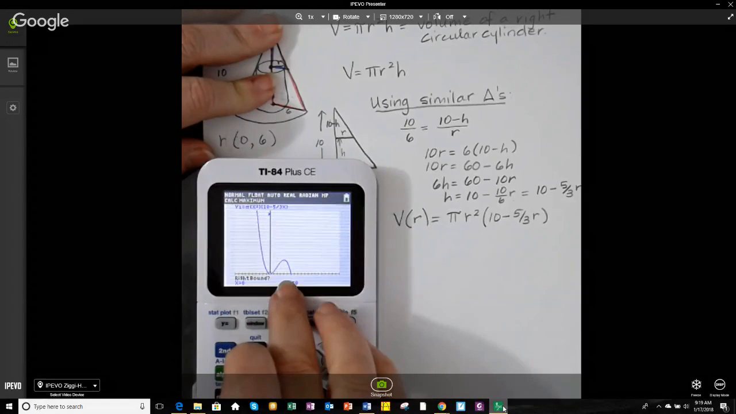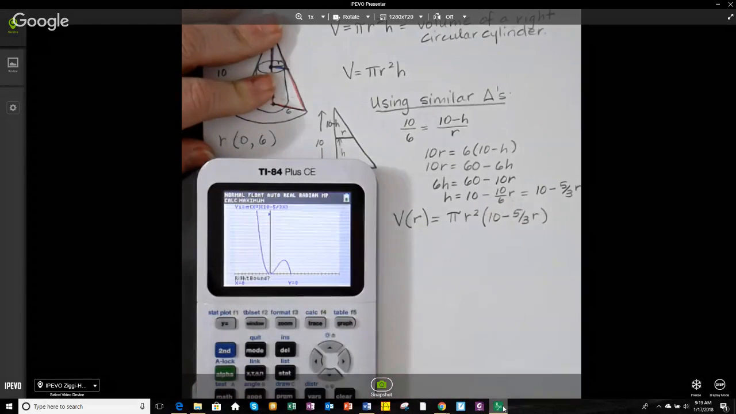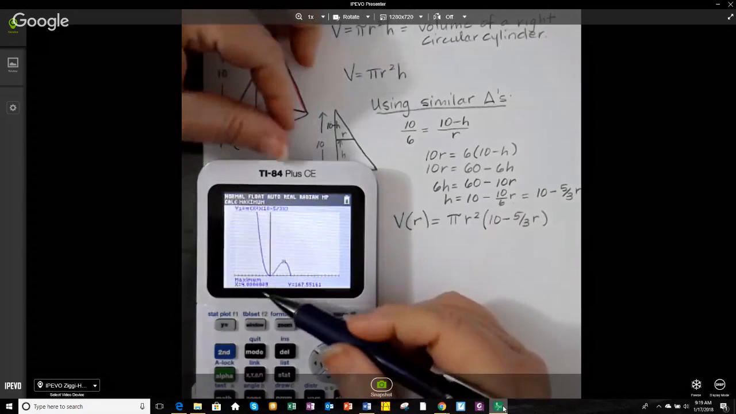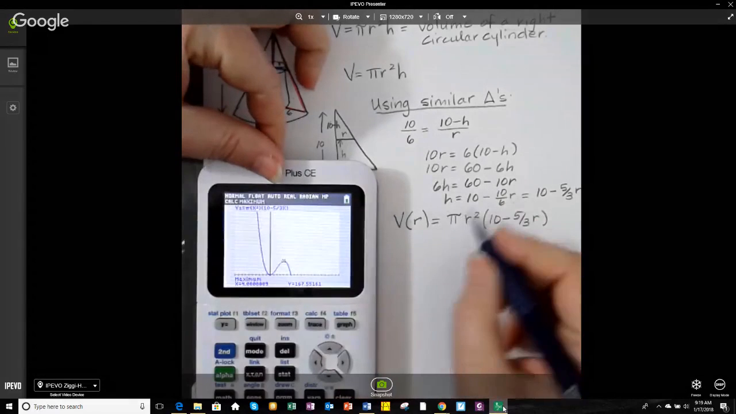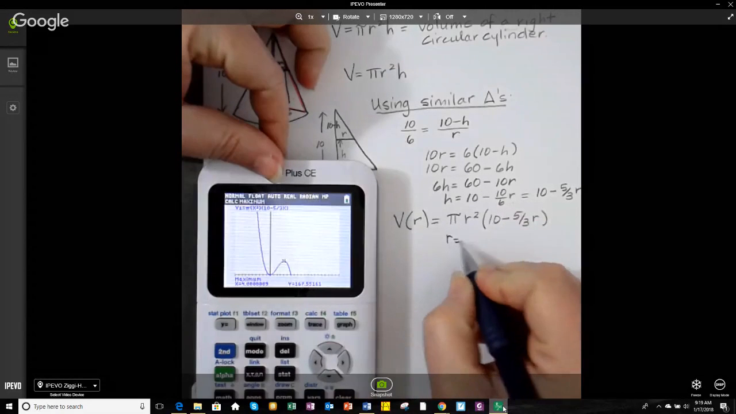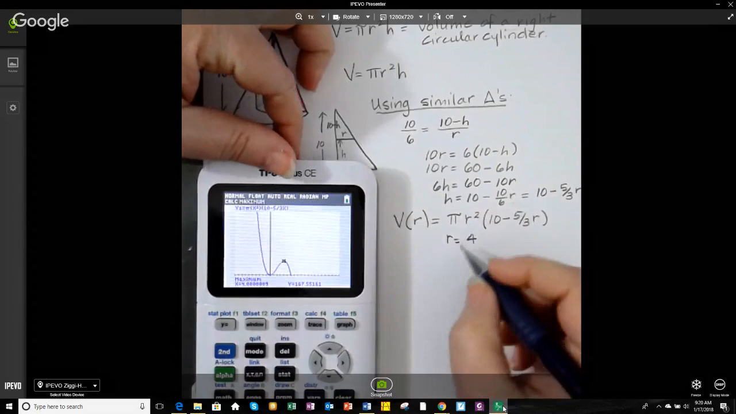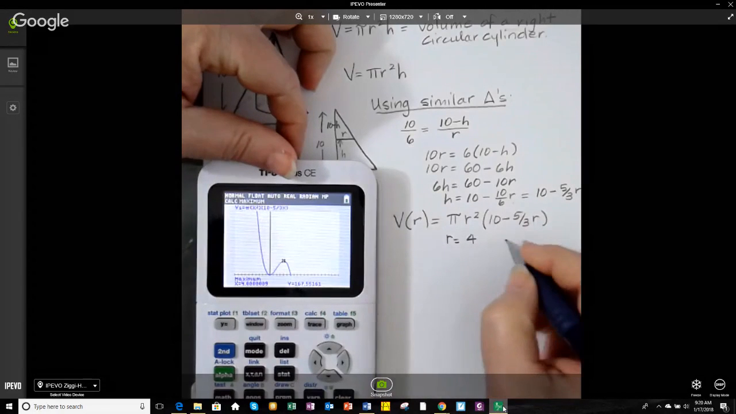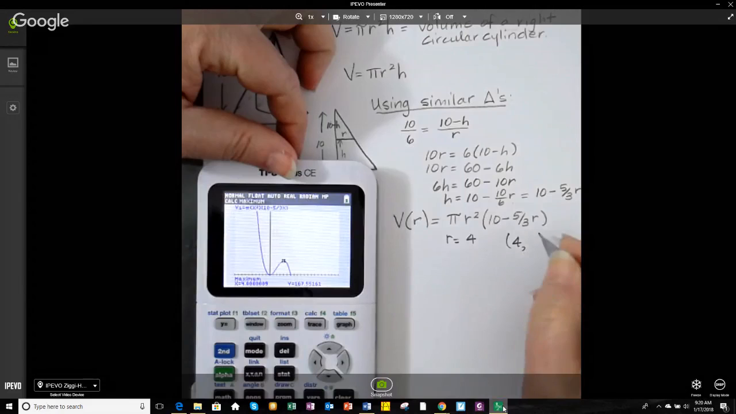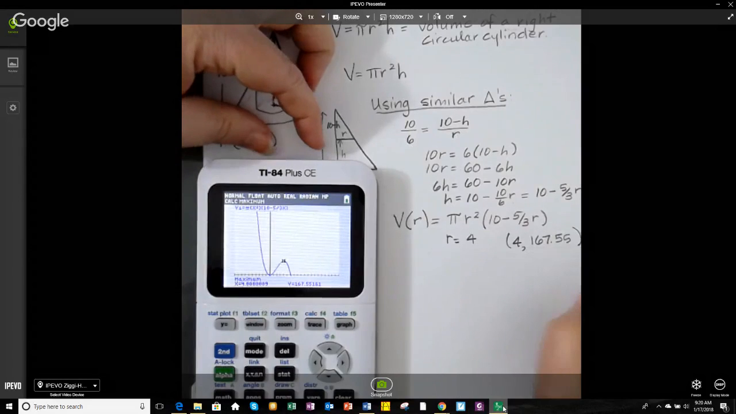And I know the other 0 we discussed was 6. So I'm going to put 6. Would you like the calculator to guess? Yes, I would. And it says here, I don't know if you can see it, that that's 4. So R is going to equal 4.000009, which is essentially 4. And the point's going to be 4, 167.55. Okay, now let's discuss what this is.